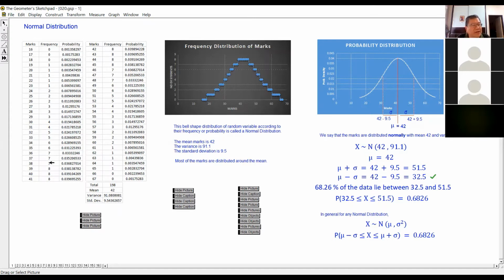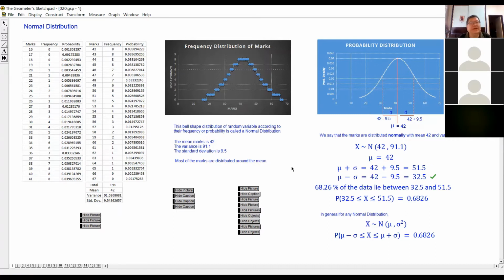Then here, 7, 7, 8, 8, 8, 8, 8, 8, 8, until 45 or so, 8 of them got 45 marks. As you go, the marks go higher and higher, we have fewer and fewer students. Finally, the highest mark, 65. I have only one student.